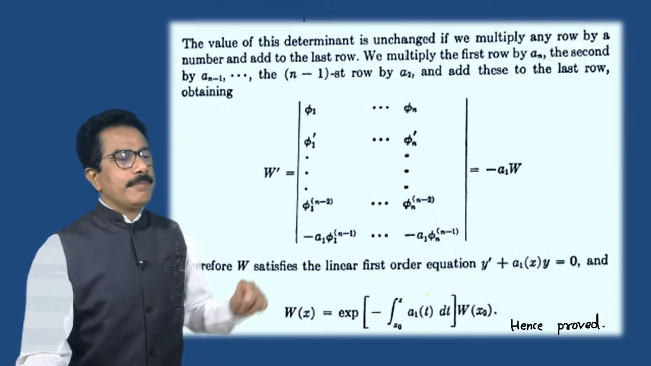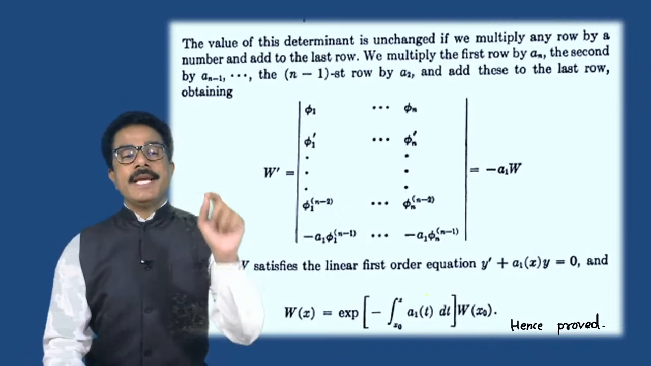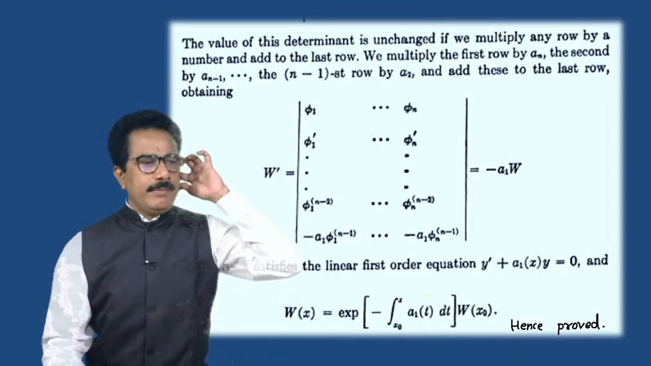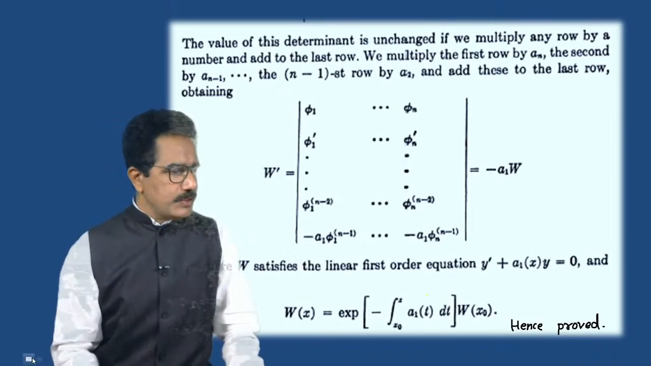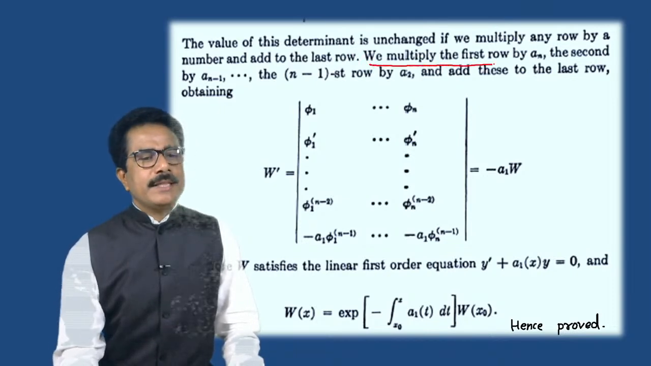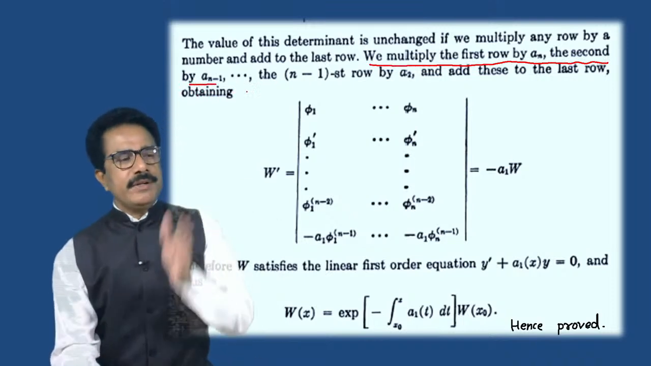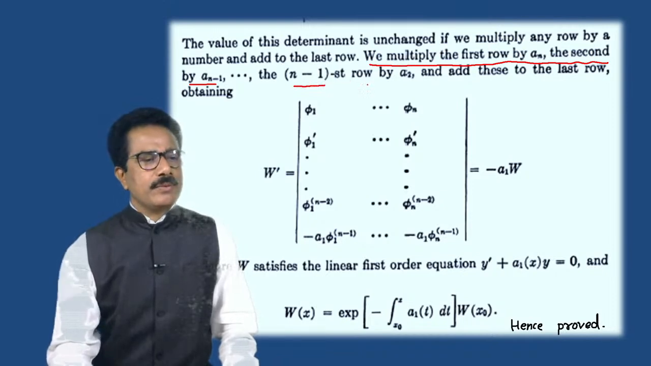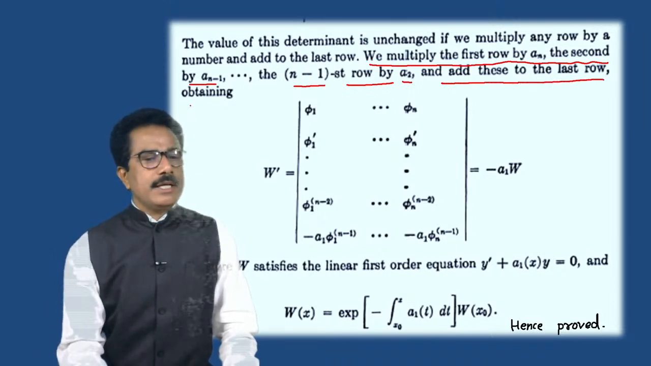Okay. So, the value of a determinant is unchanged if we multiply any row by a number and add it to the last row. Determinant ची property है. According to this property of the determinant, we now multiply the first row by an and the second row by an minus 1. Continuing this process, we add all these values in the last row.